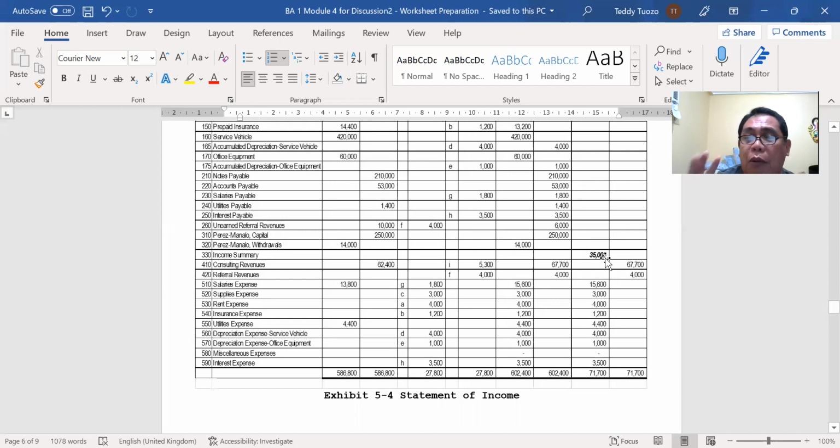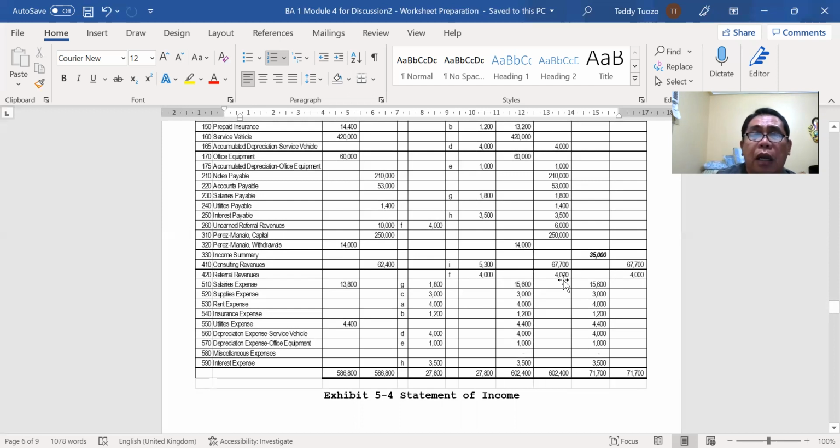Granting that we haven't computed yet, we just fill up the debit and the credit columns. Again, as I've said, the income summary amount there is a balancing figure. That's why I highlighted the 35,000 in bold and italic, for you to identify it as a balancing figure. So before we arrive at that one, we simply identify everything.